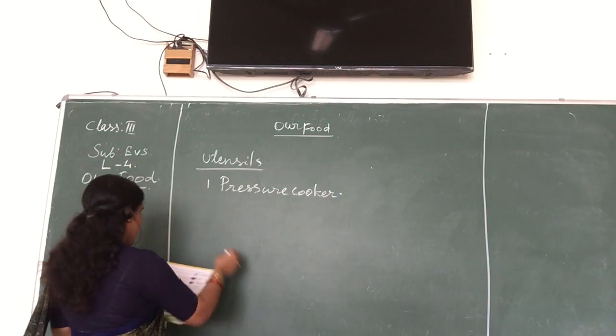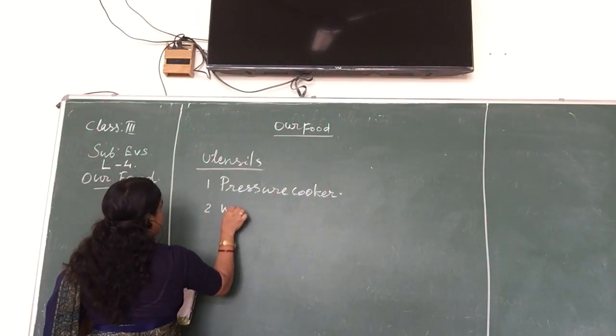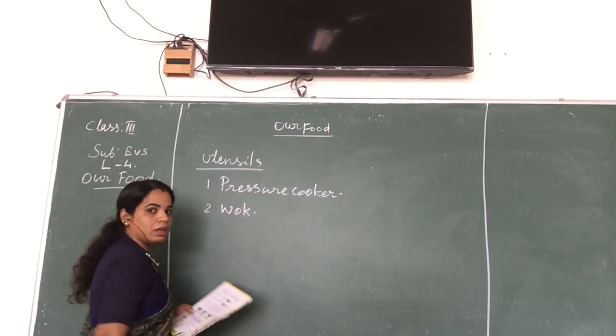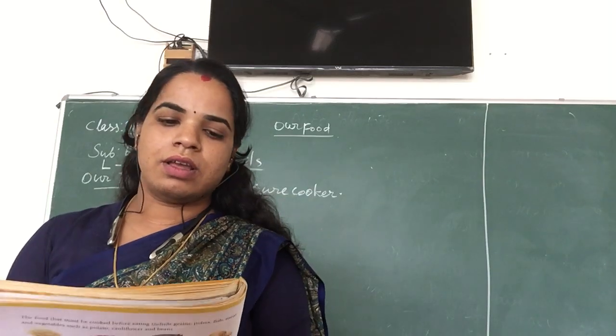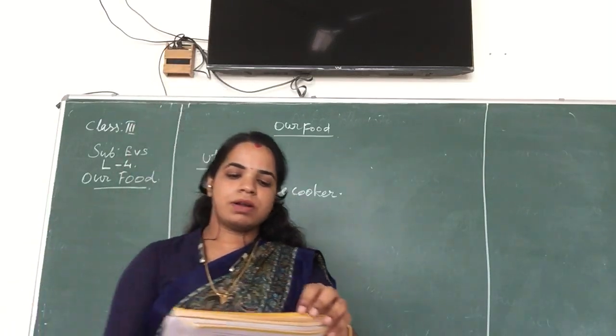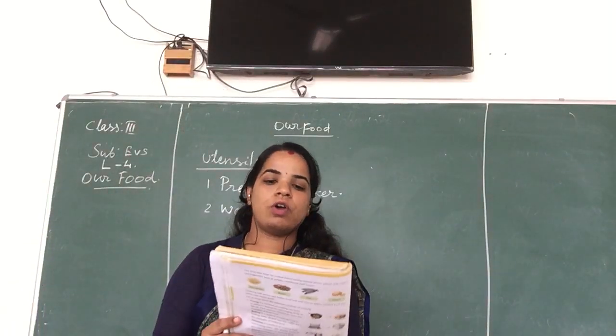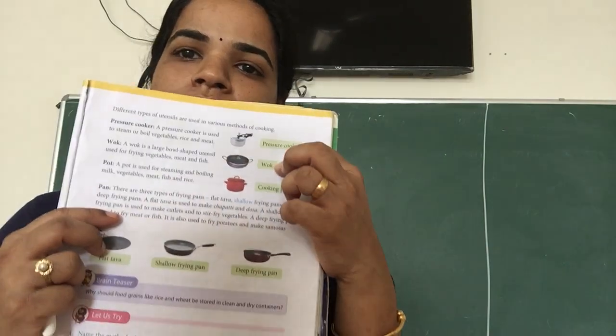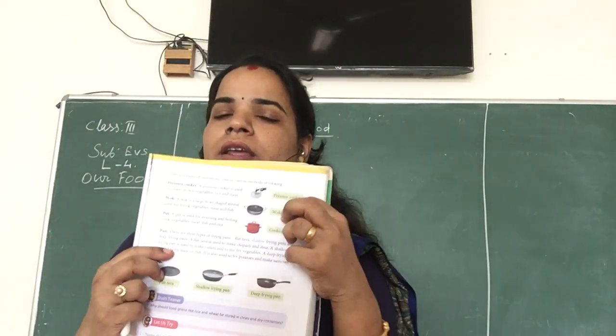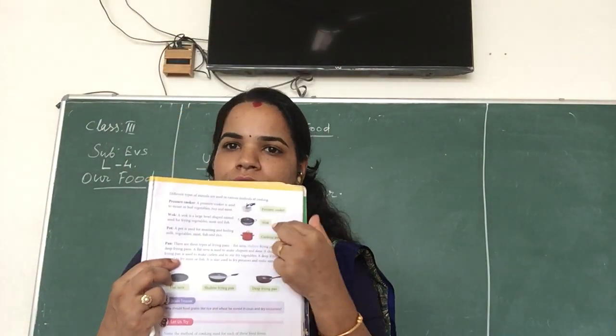And the next one we have to use is the wok. What is a wok? A wok is a large bowl-shaped utensil used for frying vegetables, meat and fish. We know that a wok is a deep frying pan. Even if we need to make sabji, or fry, or curry, or anything, we are using the wok.